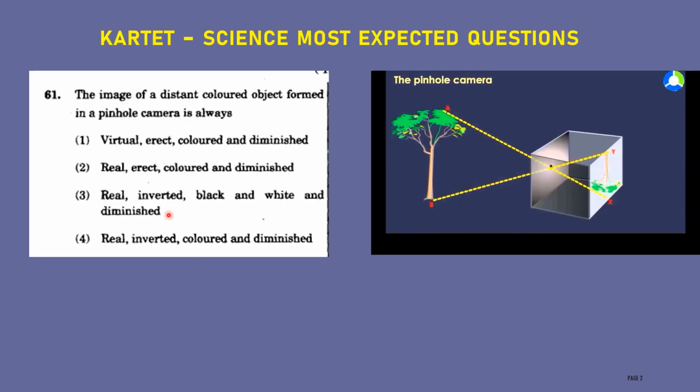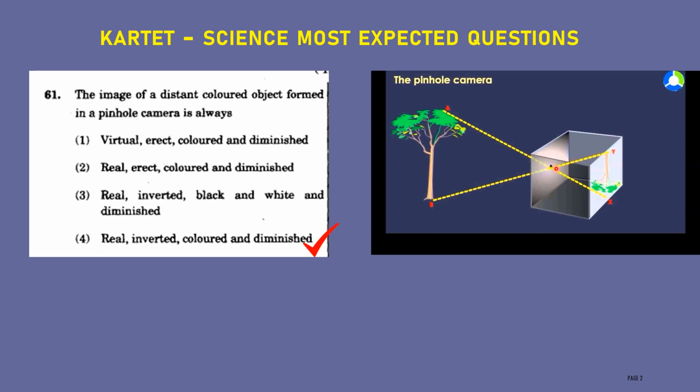Next question. The image of a distinct colored object formed in a pinhole camera is always... What is the nature of the image? They are asking the question. Option 1, virtual, erect, colored and diminished. Option 2, real, erect, colored and diminished. Option 3, real, inverted, black and white and diminished. Option 4, real, inverted, colored and diminished. Option 4 is the correct answer.